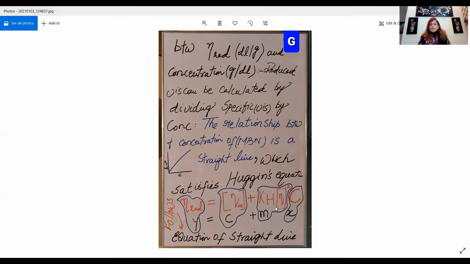And of course, m is the slope, that is kh eta squared. And c is, of course, the concentration on the x-axis. So it simply satisfies the straight line. It satisfied this Huggins equation. Now, I explain each and every parameter of this: the intrinsic viscosity, which can be calculated easily, and the slope, and the x-axis, and this follows the equation of a straight line.